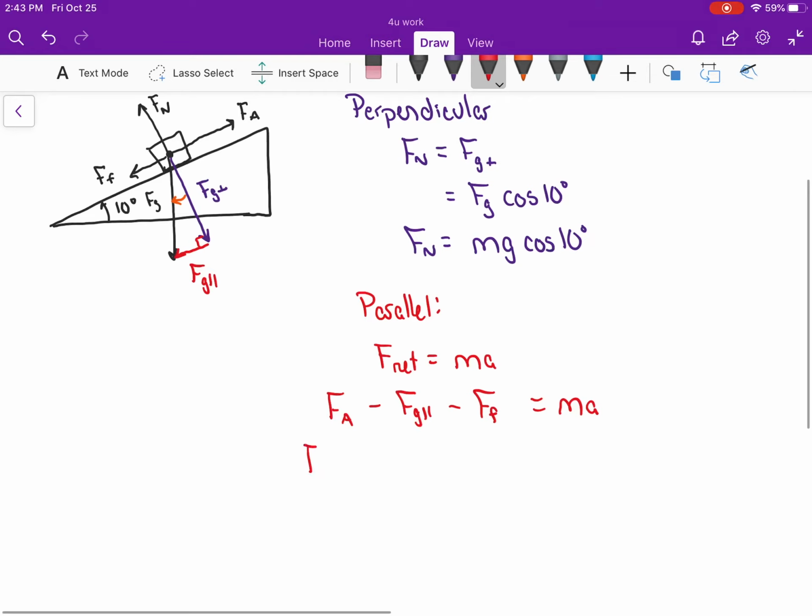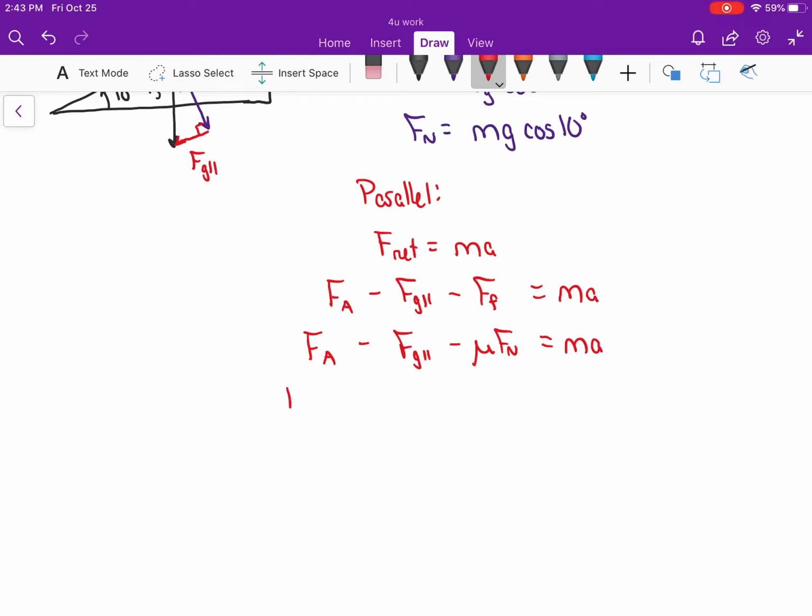For this one, we don't know the F applied. We'll work on that. Well, we know Fg parallel. We'll get that in a second. The friction force is always mu times Fn. So F applied, Fg parallel is opposite the angle, so that turns into a sine relationship, mg sine the angle. The friction force is mu times the normal, and the normal is mg cosine of the angle, and that's equal to ma.